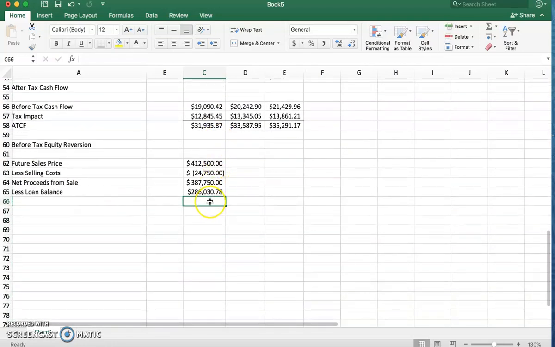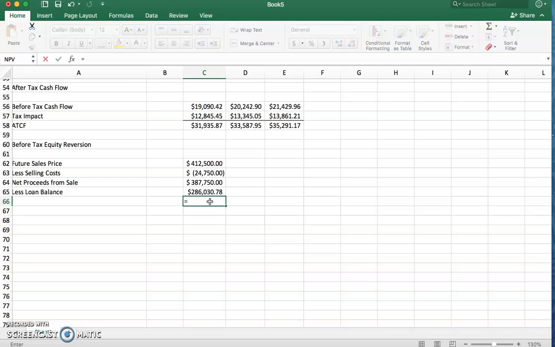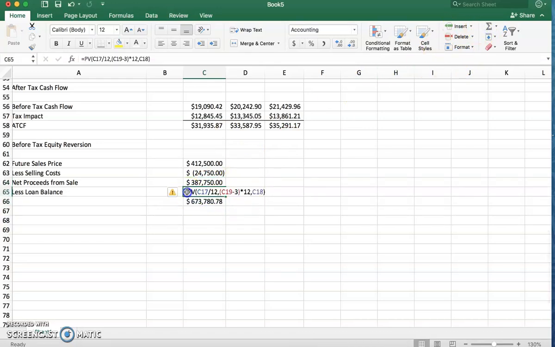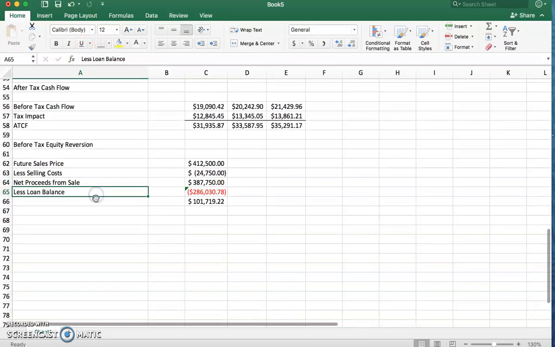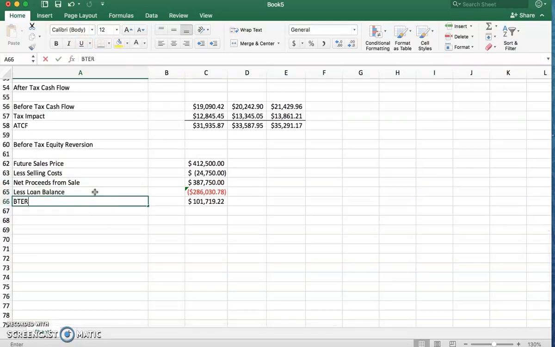Alright, perfect. So now we got to do a sum of these two, and the number that we get from that is actually the before tax equity reversion. Alright, so we'll just do a sum function. Sorry, this has got to be negative as well. Alright, awesome. And we can put in BTER for that.